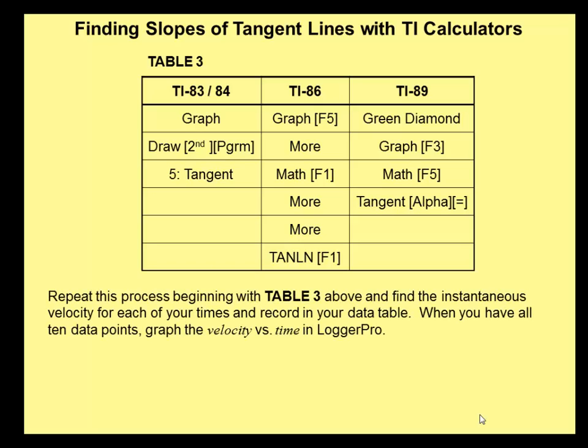Now you basically have to repeat this process for all your other times, 4, 6, 8, 10, 12, 14, 16, and 18 seconds. Each time you have to punch the 3 buttons or the 6 buttons in again, right? Then type in your new time, and then hit enter, and it will graph a new tangent line, and it will end up telling you what the slope of that tangent line is, which is your instantaneous velocity.